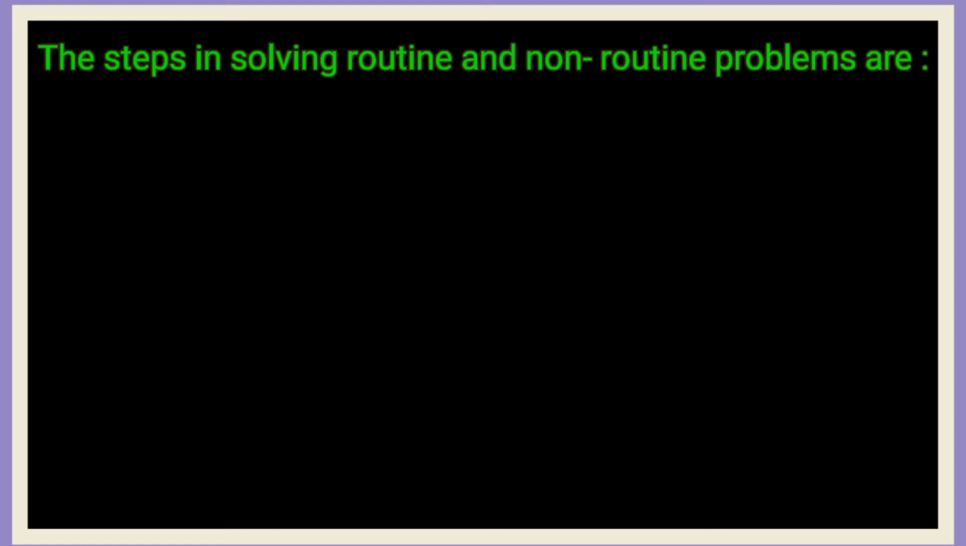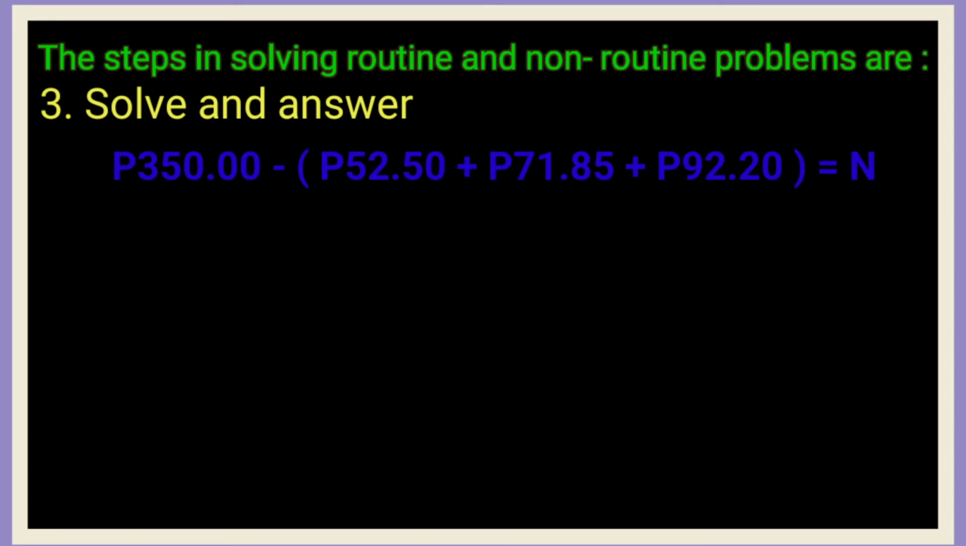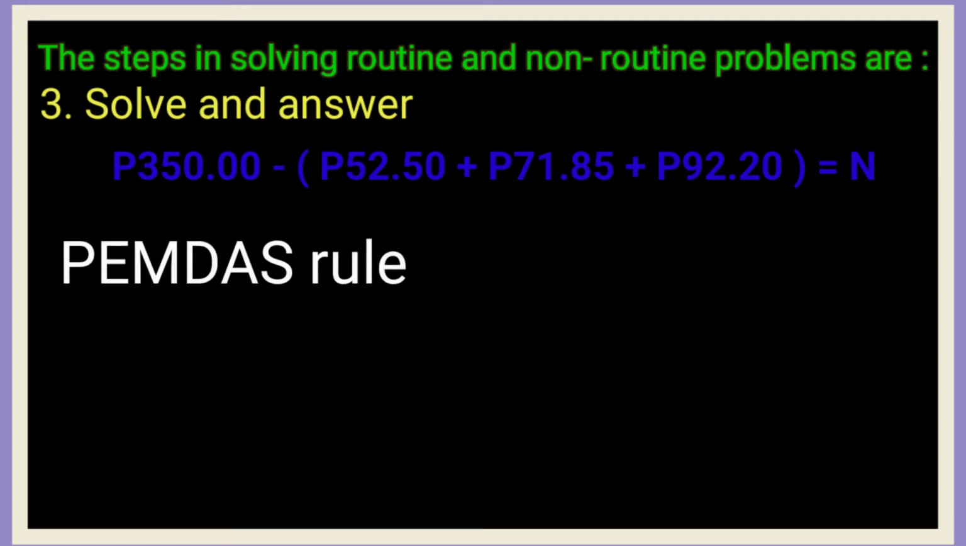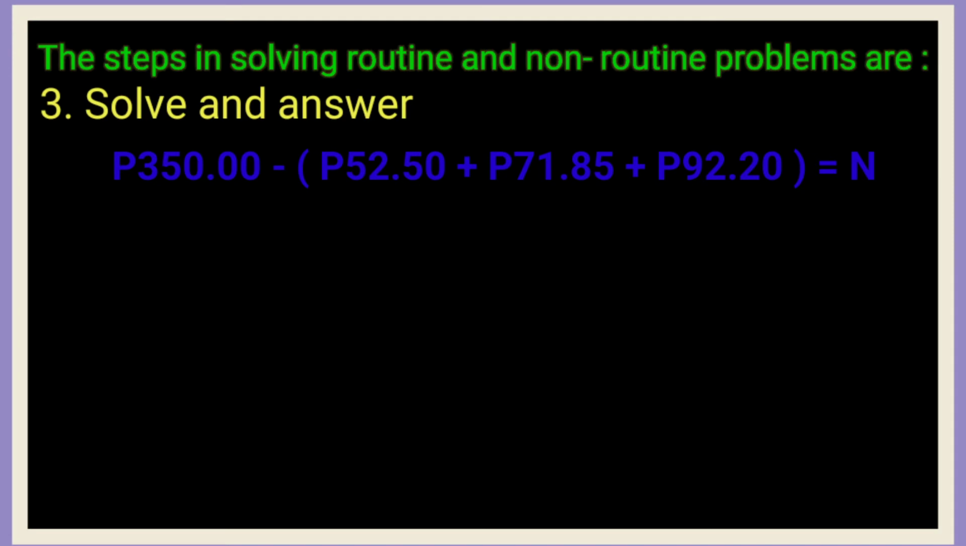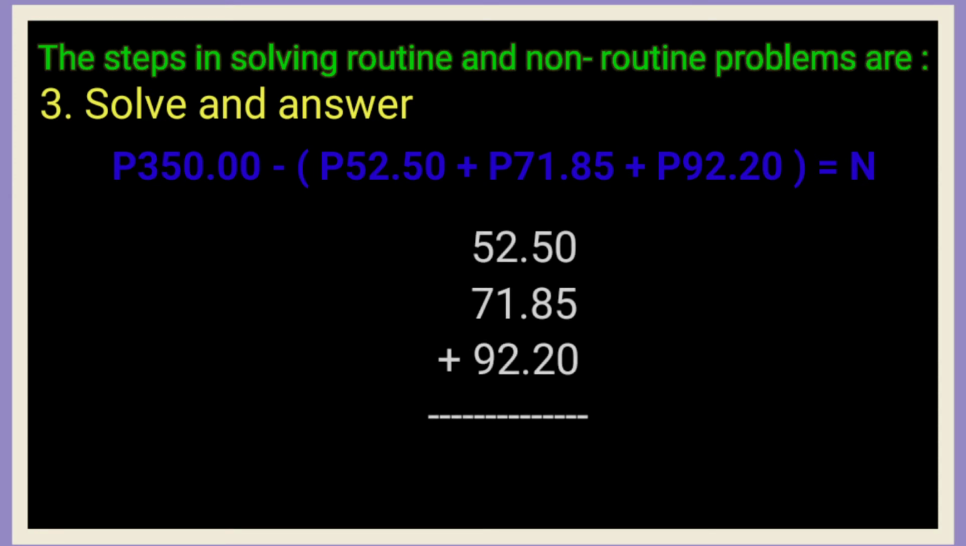Now let's solve and answer. This is the third step. Based on our number sentence formed in step 2 and using the PEMDAS rule, the first operation that we should work is to add the cost addends, which can be found inside the parentheses of the number sentence. Using a vertical column arrangement in adding decimals, where digits should be arranged in columns of same place values, as shown will be our solution diagram.